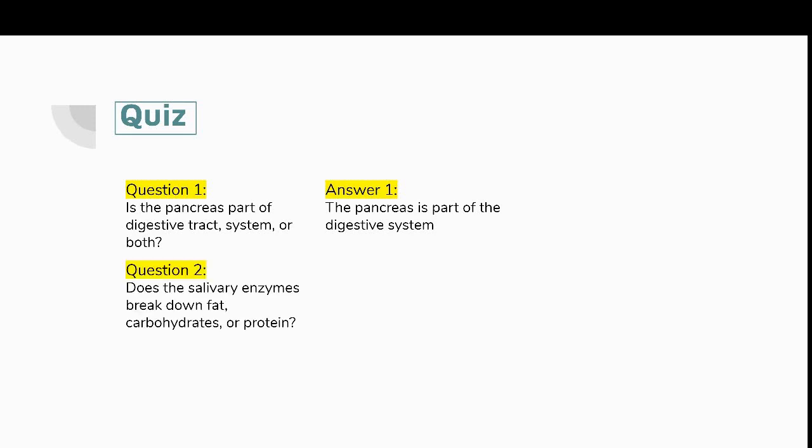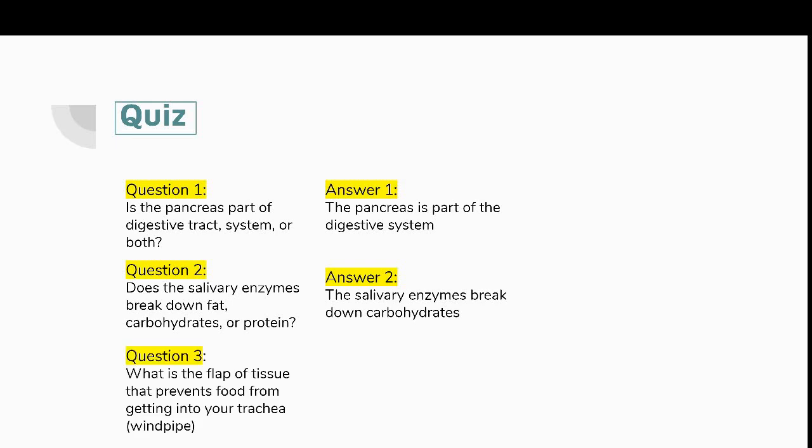Question 2. Do the salivary enzymes break down fat, carbohydrates, or protein? The salivary enzymes break down carbohydrates. Question 3. What is the flap of tissue that prevents food from getting into your trachea? The answer is that it's called the epiglottis.